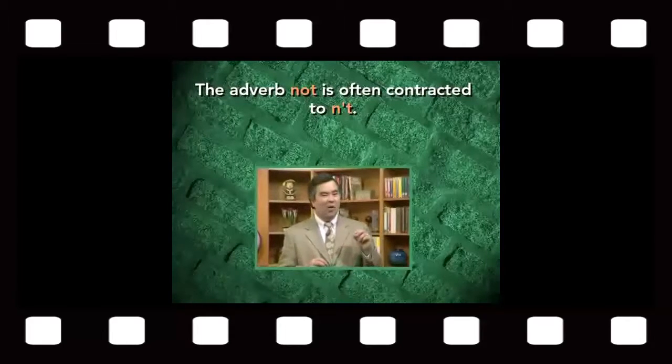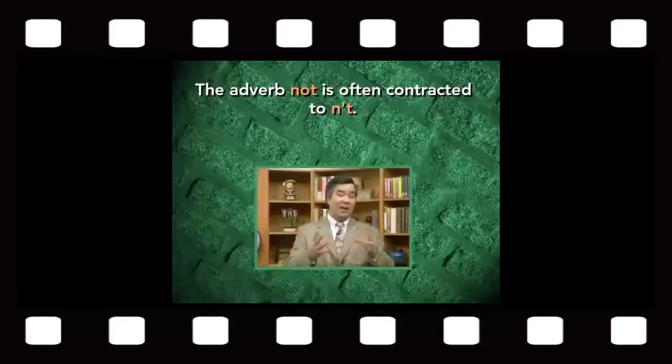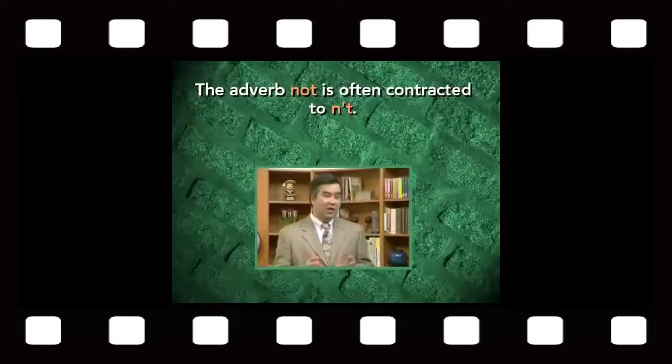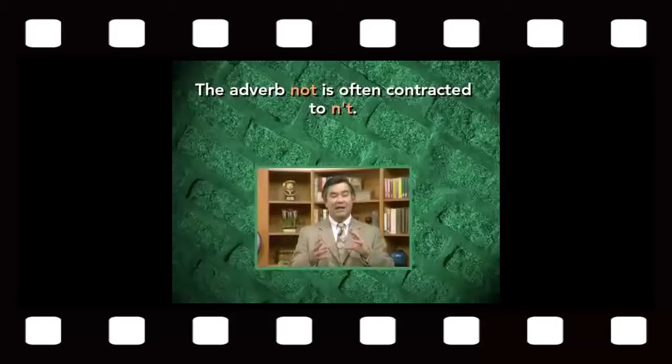Notice that the adverb not, which we mentioned as one of the most important and common adverbs, is often contracted to n't. To contract a word means to shorten it by leaving out some of the letters. And when you make a contraction in English, you mark the letters that have been omitted with an apostrophe. So the adverb not is shortened into the contraction n't.